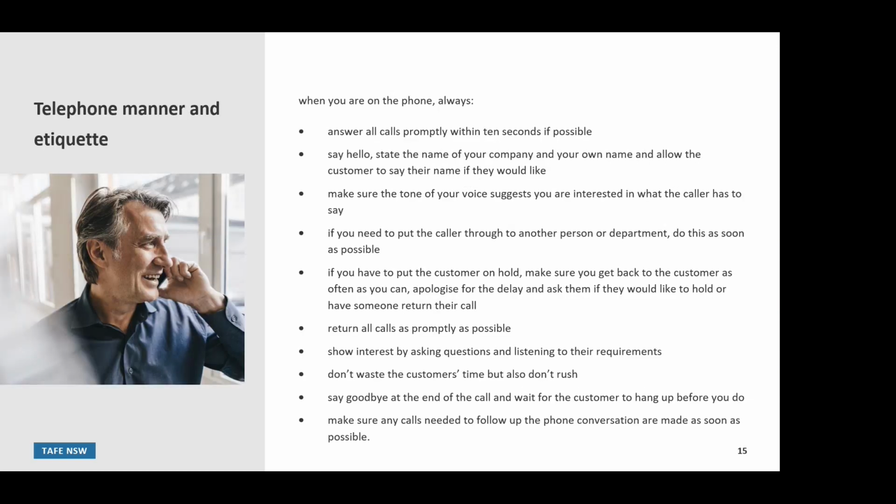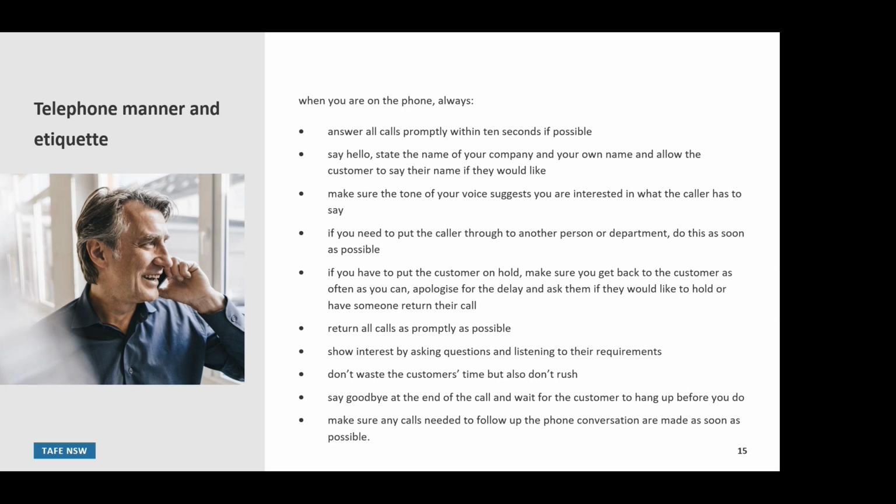Now, the book spends a bunch of time talking about how you behave on the phone, different from how you behave in person. Okay, so it says here that with phone calls, you want to make sure to answer the calls promptly within 10 seconds if possible. Say hello, state the name of your company and your own name, and allow the customer to say their name if they would like. Make sure your tone of voice suggests that you're interested. If you need to put the caller through to another department, try to do that as soon as possible. If you have to put them on hold, make sure you get back to them as often as you can.